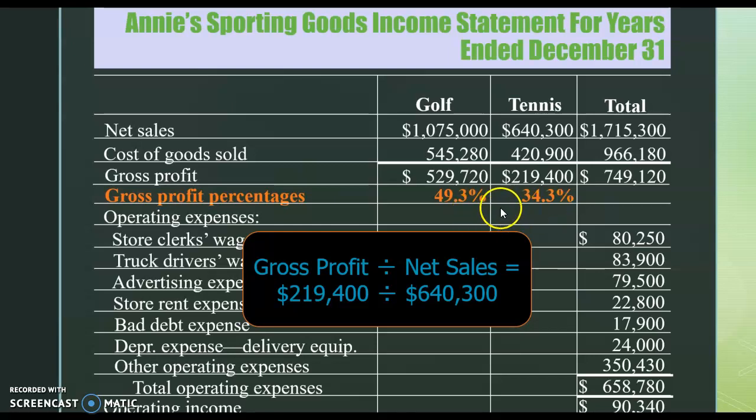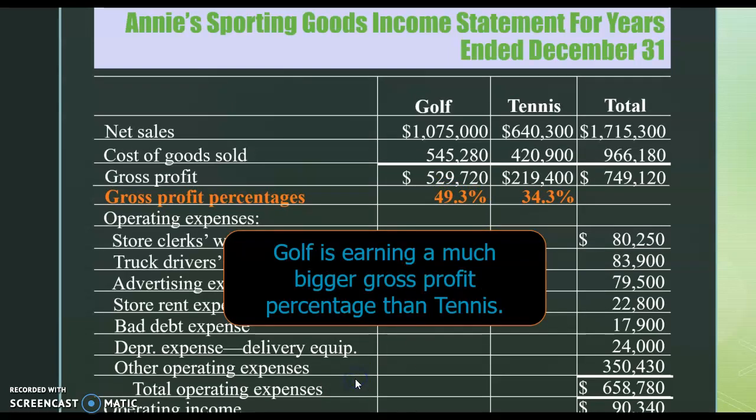Now I can compare golf and tennis, and I can say, okay, the tennis gross profit percentage is lower than the golf percentage. Now, this may be for a variety of reasons. It could be that the cost of tennis equipment to us is such that we can't put as high a markup on it as we can with golf equipment.